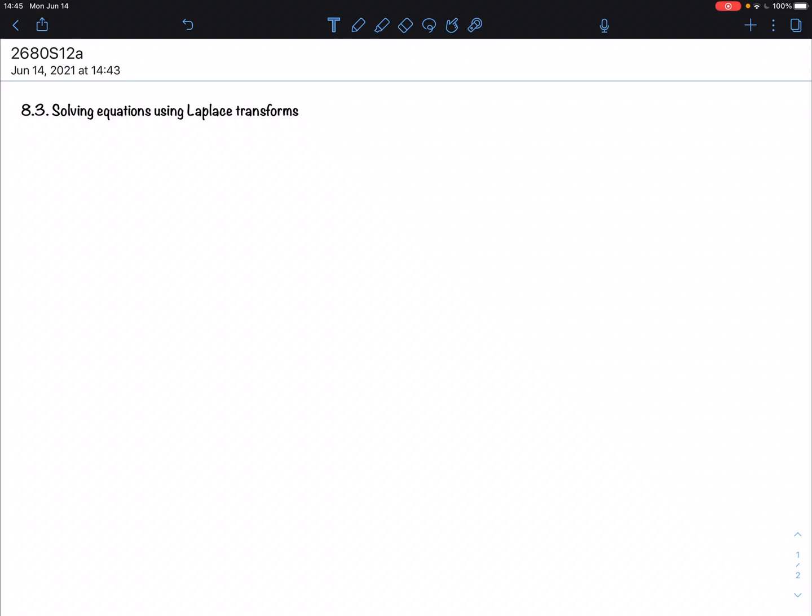Greetings everyone. Let's go to 8.3 where we're going to solve differential equations using Laplace transform. So far Laplace transform seemed to be a little bit disconnected from what we were doing before, but here is where everything fits together again.